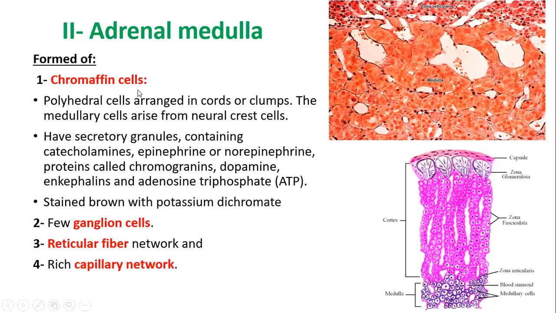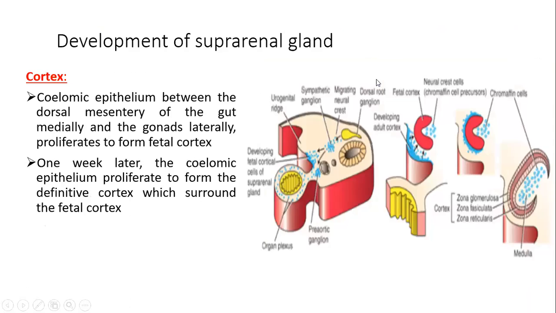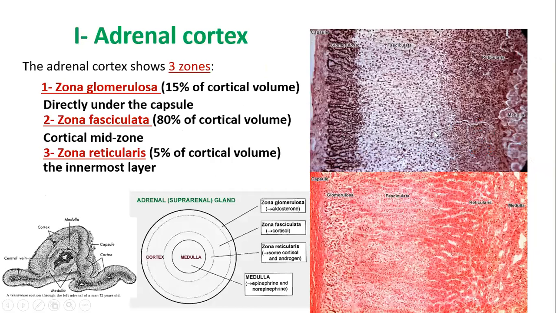They are polyhedral cells arranged in cords or clumps. If you see here, they are polyhedral cells, because they have different surfaces, and they are arranged in clumps, in groups, or sometimes in chains. The medullary cells arise from the neural crest cells, as we saw before during development. These chromaffin cells are coming from the neural crest cells.